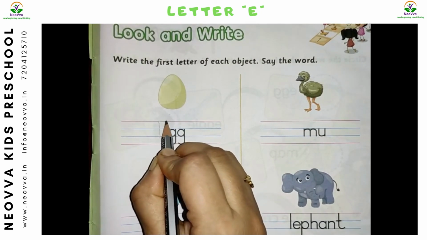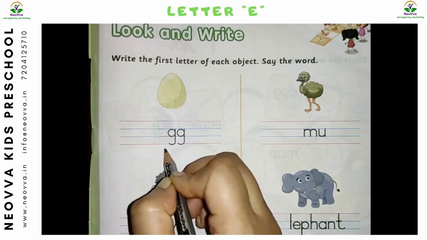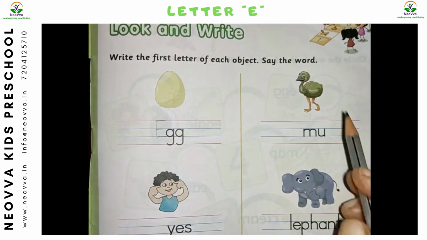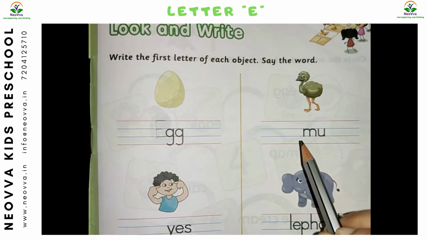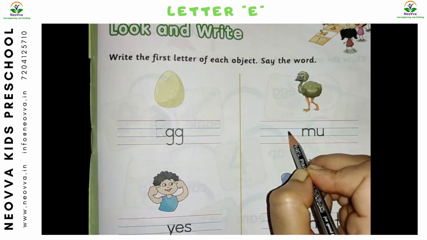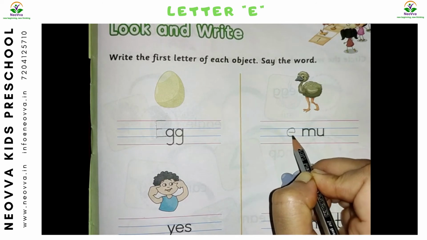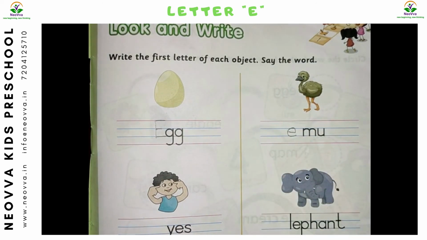We will write capital E. Egg, E-G-G, egg. This is emu. So what is the beginning letter? E. Let's write lowercase e here. Sleeping line and 1 closed curve. E, emu.